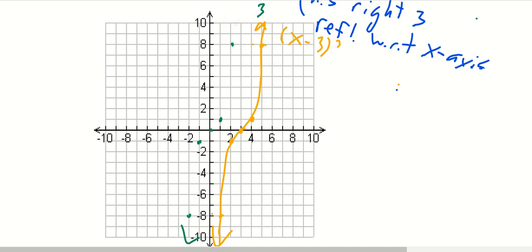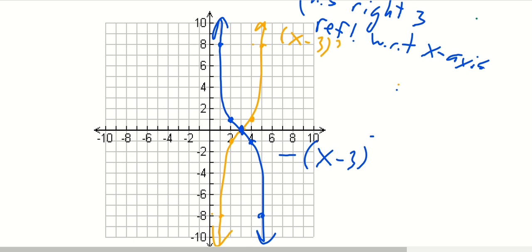So every point that's on the x-axis will be a fixed point. Any point that was below, it's going to get moved above. So this point that was at 2, negative 1 is now going to appear at 2, positive 1. The point at 1, negative 8 now gets moved to 1, positive 8. 4, 1 gets moved to 4, negative 1. And 5, 8 gets moved to 5, negative 8. And this would be the graph of the negative of x minus 3 cubed.